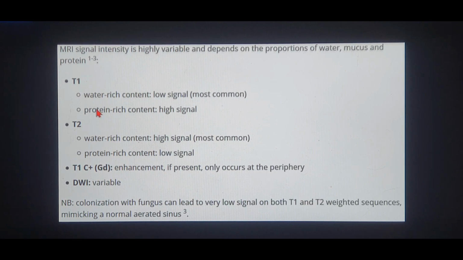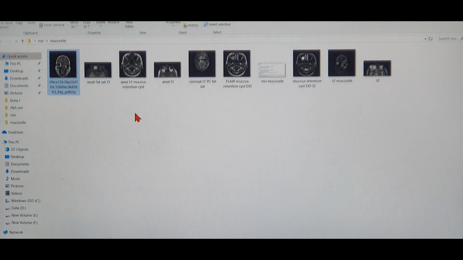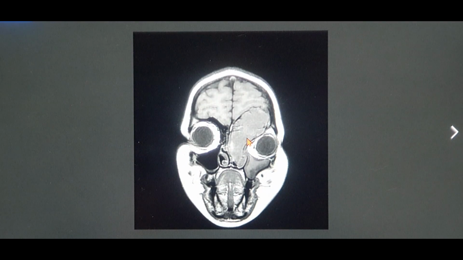But on T1 the protein will be high intensity, and on T2 the protein will be low intensity. This is really important. Okay, so I'm going to show you the scans for the mucocele right now. Now this is the T1. Okay, this is a T1 scan because the vitreous humor is black, dark.